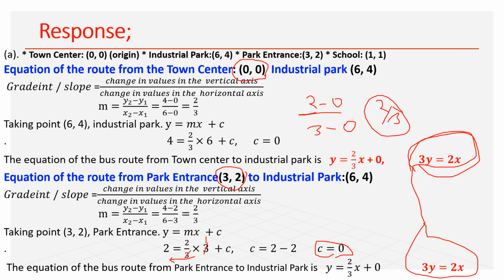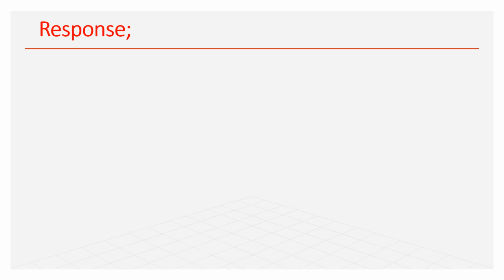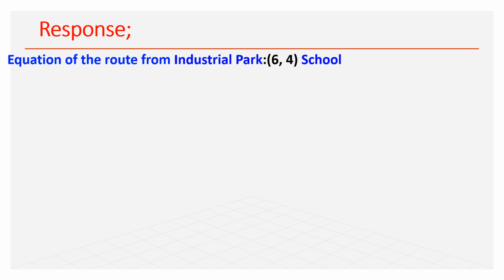Okay, so let's go to the next, but before that, let's first erase this. Okay, something is happening, and you can vividly see that. Move to the next response. Equation of the route from the industrial park then to the school. So the 2 must be here, please.